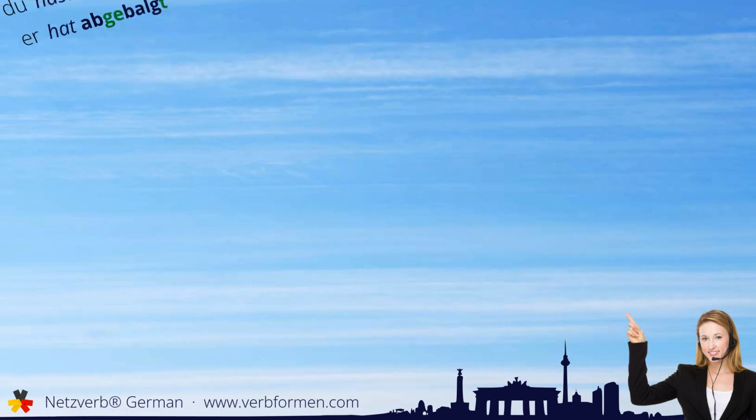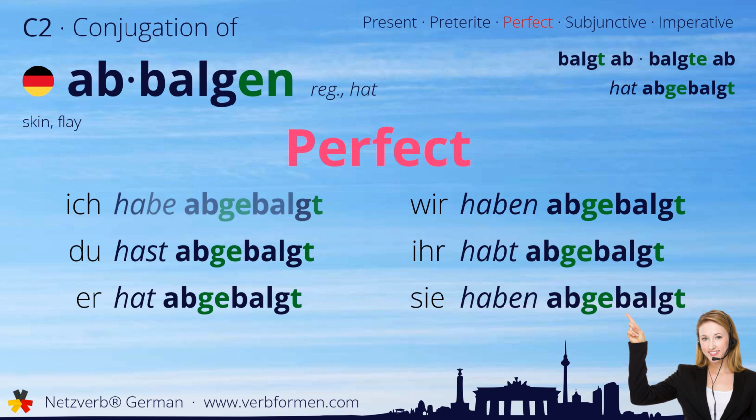Let's continue with the present perfect. Ich habe abgebalgt. Du hast abgebalgt. Er hat abgebalgt. Wir haben abgebalgt. Ihr habt abgebalgt. Sie haben abgebalgt.